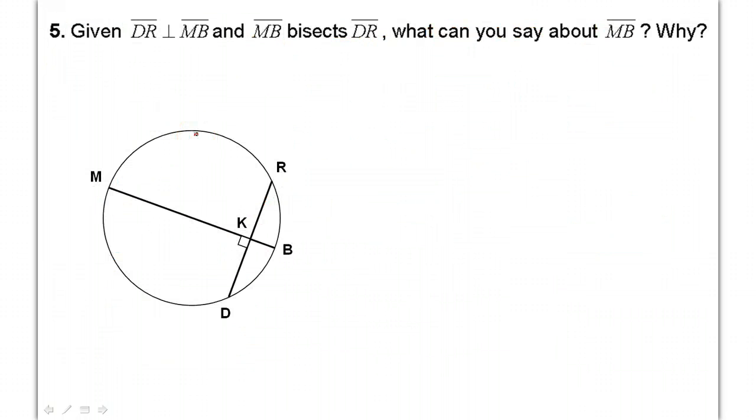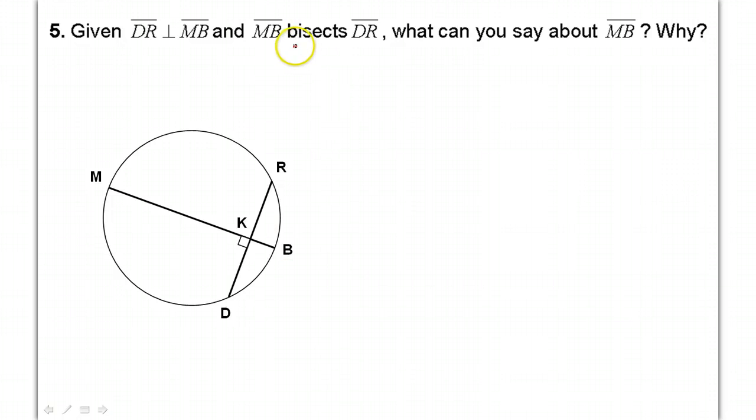Now in problem number 5, as far as just looking at the picture, how many of those three words are showing in the picture? Just one. Perpendicular. We can see that segment MB, that chord, is perpendicular. Nothing else is showing. So if we didn't have these words up here, I really couldn't say anything about MB.